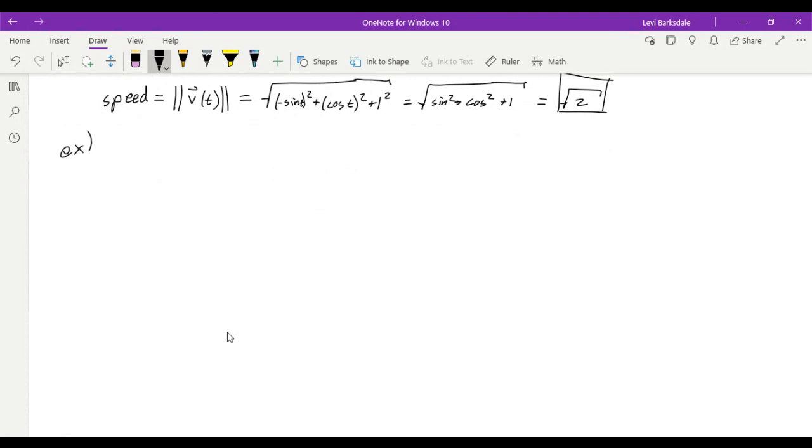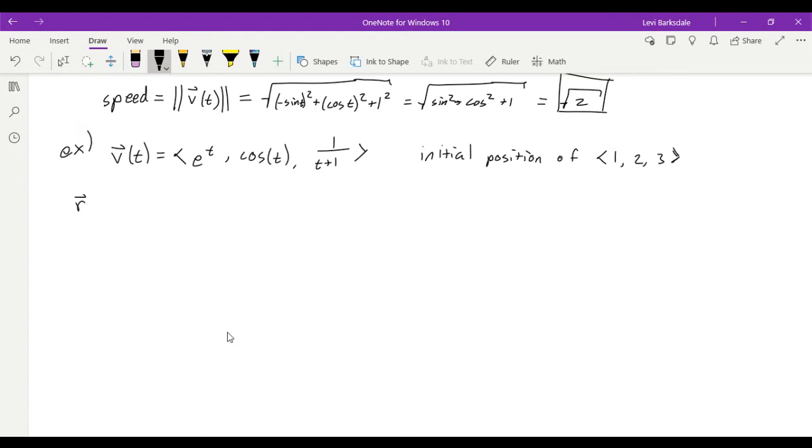Actually, in this example, let's say we have a velocity vector, and it looks like e to the t, cosine of t, and 1 over t plus 1. And we have an initial position of (1, 2, 3). And it's our job to find the position vector.